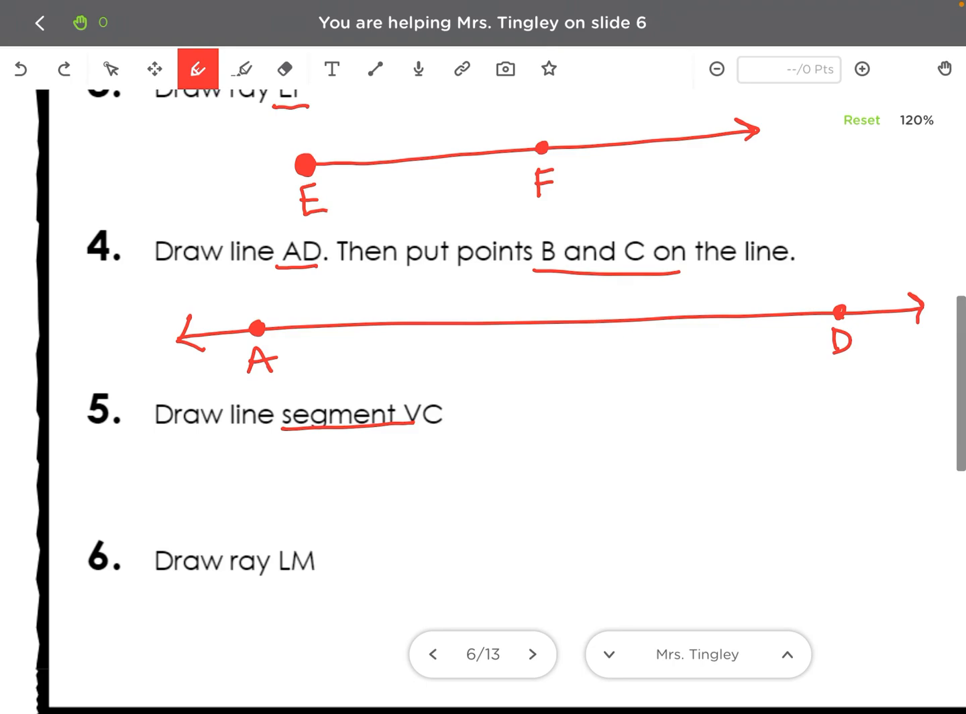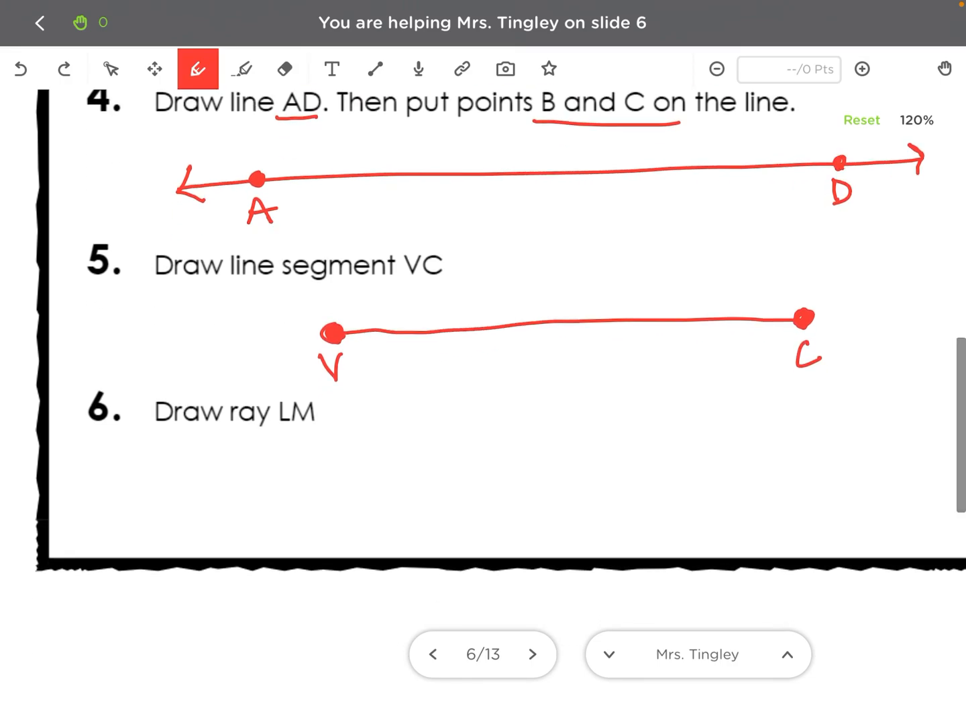Number 5, draw the line segment. Segment, you think starting and ending point. V, C. V is our starting point, C is our ending point.